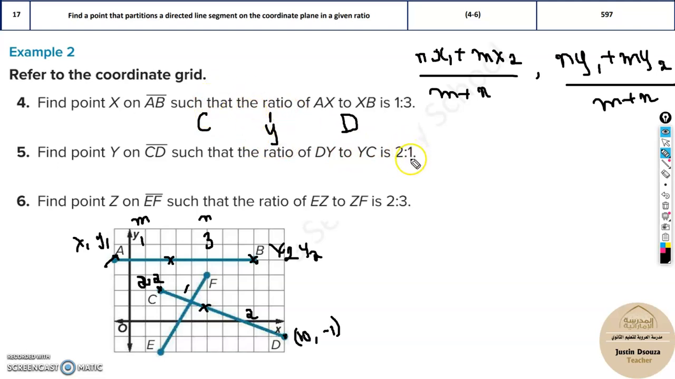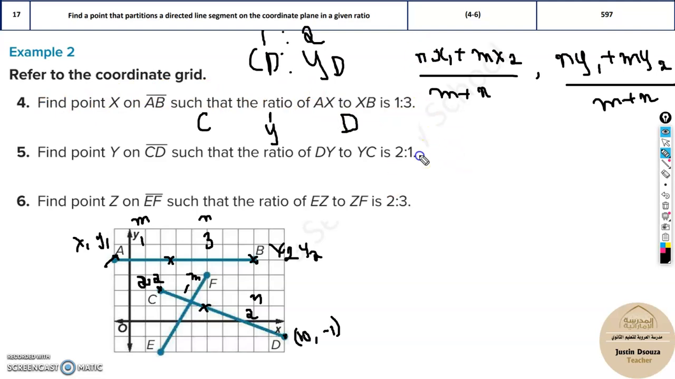So here, m is 1. I'll rewrite it. CY is to YD, that would be 1 is to 2. This is very important because if you don't put this exactly right, the first one is the m. This is m and this is n. This is not the same as the previous problem over here. So this is the main thing you must remember.